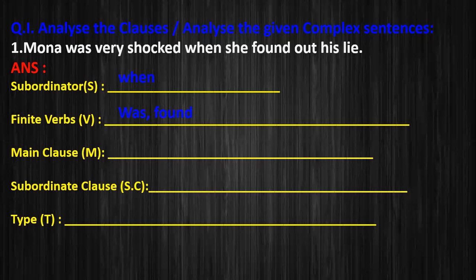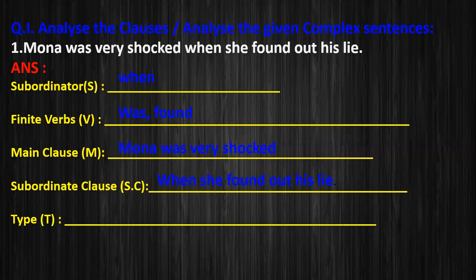Moving on with the main clause. Now it's time to find out the main clauses. One clause, one finite verb. Second clause, second finite verb. So Mona was very shocked is your main clause. Well, how to find out the subordinate clause? It's easy. It starts with a conjunction. When she found out his lie is your subordinate clause.